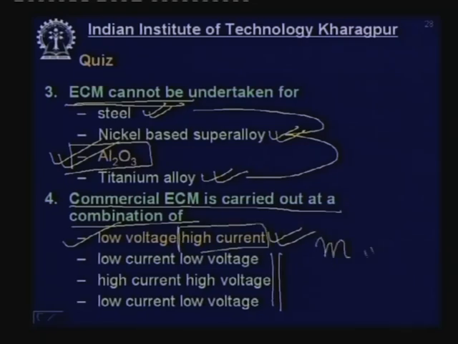The answer is once again that M is proportional to Q. Either you pass high current for a short duration of time or very small current over a long duration of time. The first one is definitely economically much more beneficial. So, the answer is low voltage, which comes from the technology, and high current, which once again comes from the techno-economic viewpoint. Now, let us go into the solved problems.